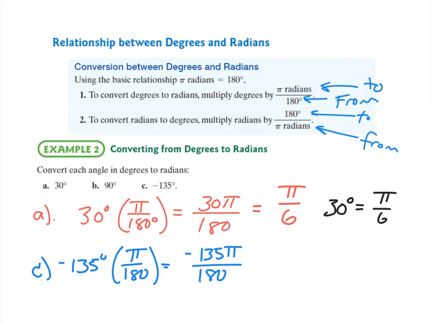Okay, and remember, what we have to do to reduce this is to find the biggest common factor we have between the two. And if we don't know that, we can simply start by dividing by 5. So if I divide by 5 here, both the numerator and the denominator, I get negative 27 pi over 36. And then I look at this again, and 27 and 36 are both divisible by 9. So that'll give me negative 3 pi over 4. Okay, so what that tells me is negative 135 degrees in degree mode is equal to negative 3 pi fourths in radian mode.